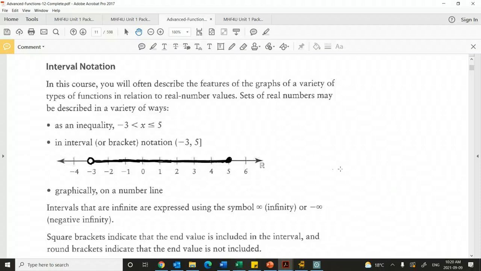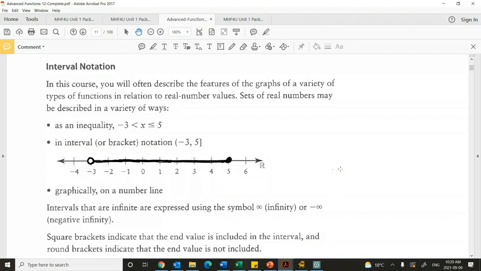Grab your seat, okay? Okay, interval notation. You guys are actually really going to like this notation. We can use interval notation for a couple of different things. One of the things that we use it for is stating domain and range, and it just makes our life way easier than when we did domain and range in grade 11.